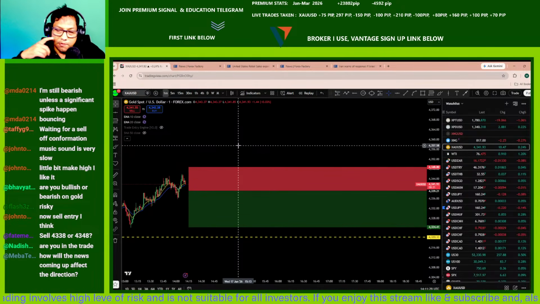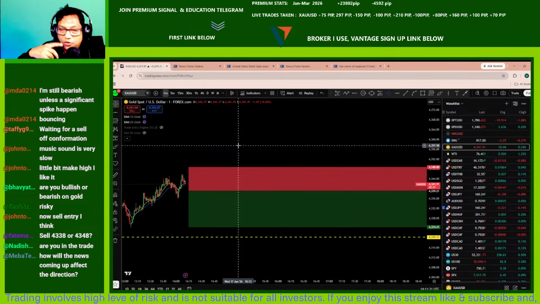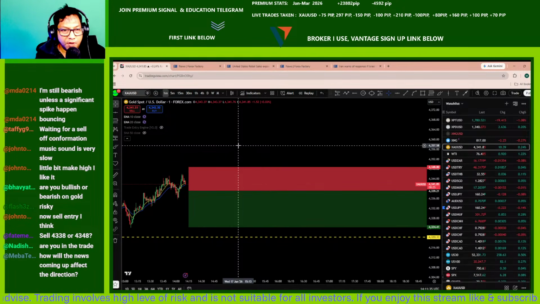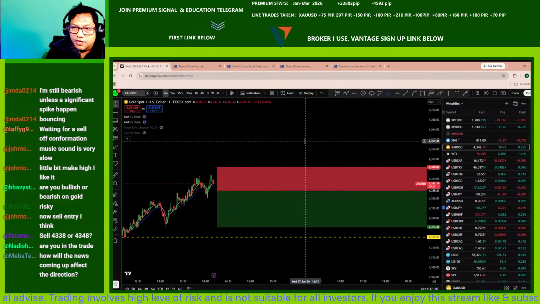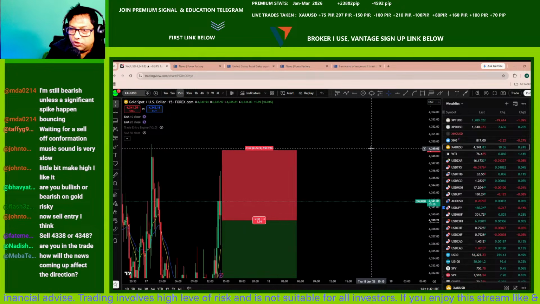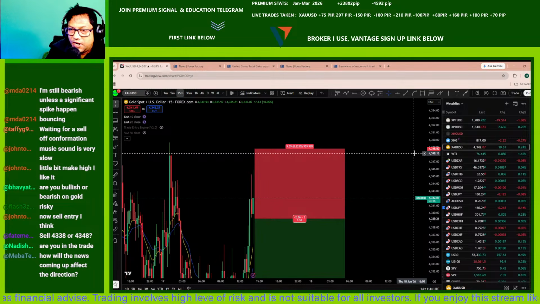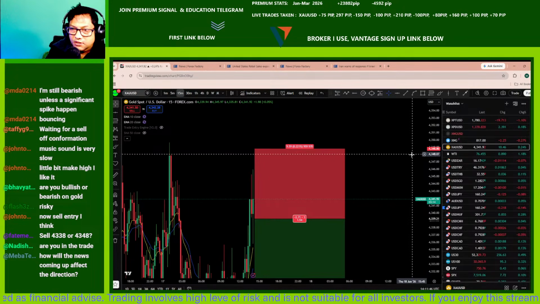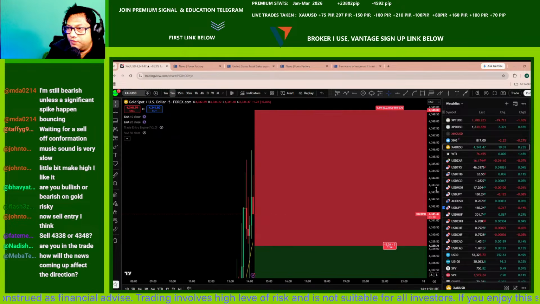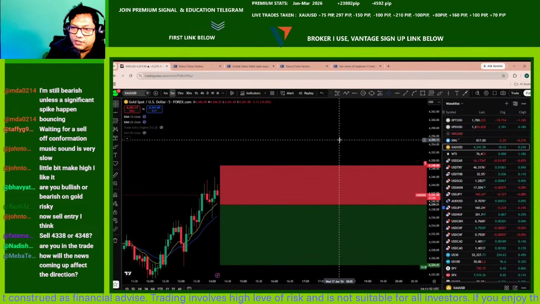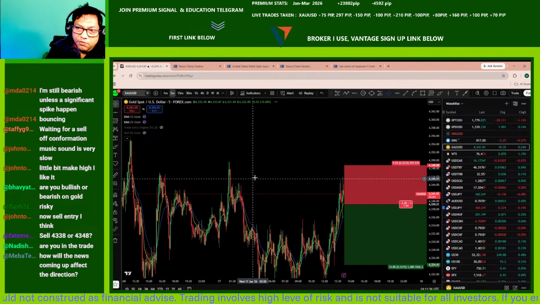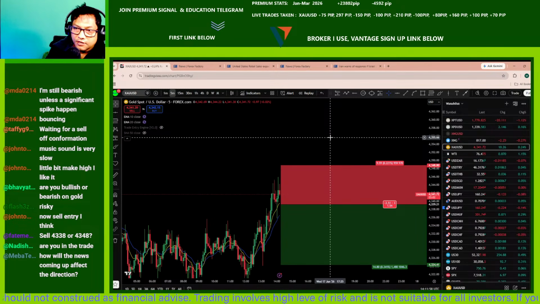Now the bias here is that if the market failed to create a higher high, how will the news coming up affect the market direction? The market is going to be pretty volatile, you can expect. If you look at the daily price action, the price has reached that daily resistance line, and here we can see the market is at this level where there is the previous resistance line.